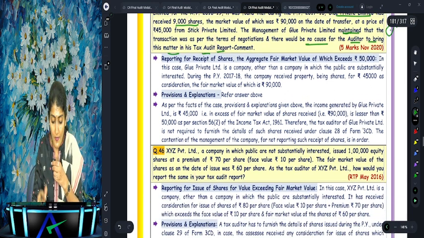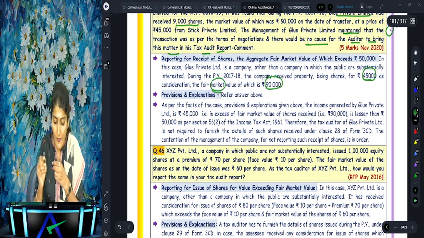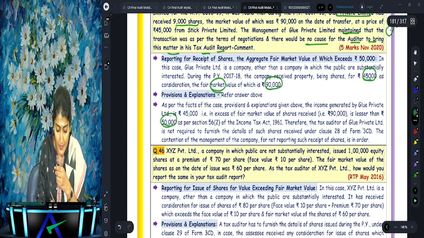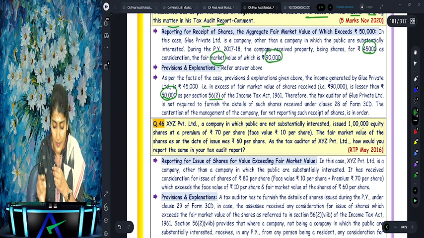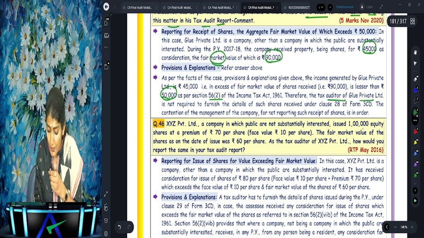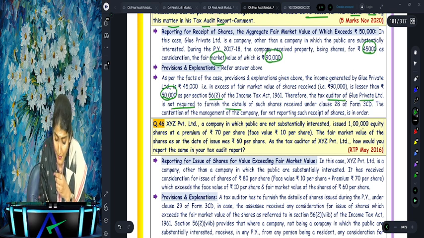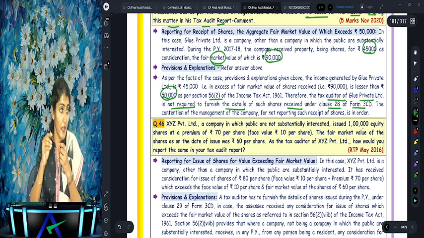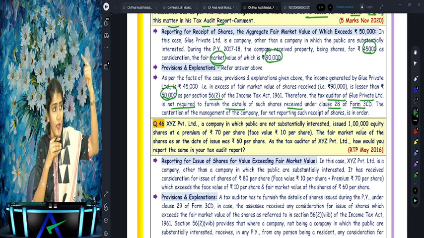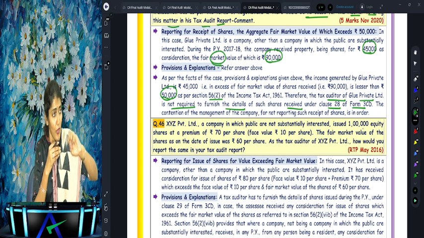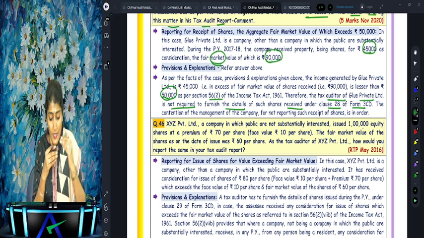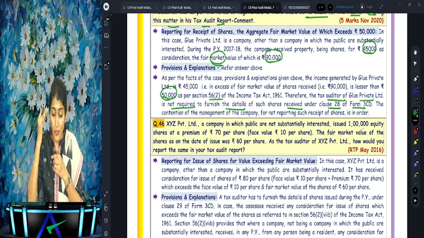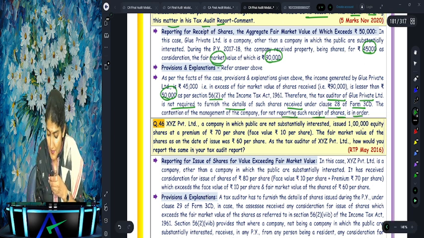So what does it say? The company has received the shares for 45,000 and the fair market value is 90,000. Is it exceeding the 50,000 over here? Is it lesser than 50,000? Then it need not be reported. Therefore, the tax auditor of Glue Private Limited is not required to furnish the details under clause 28. Why? Because what is the fair market value? 90,000. What is the consideration? 45,000. So how much is the difference? 45,000. Is it less than 50,000? Yes. Therefore, the contention of the management of the company for not reporting such receipt of the shares is in order.